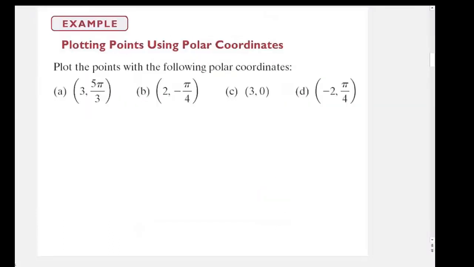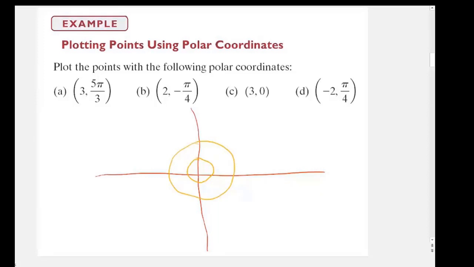When we go to start plotting points, first we have to have our circles. There's our unit circle. Let's call this a circle of radius 2, radius 3, and given what we're being asked for, that's all I need, okay? And then this same as always, so let's just start with 3 comma 5 pi over 3.